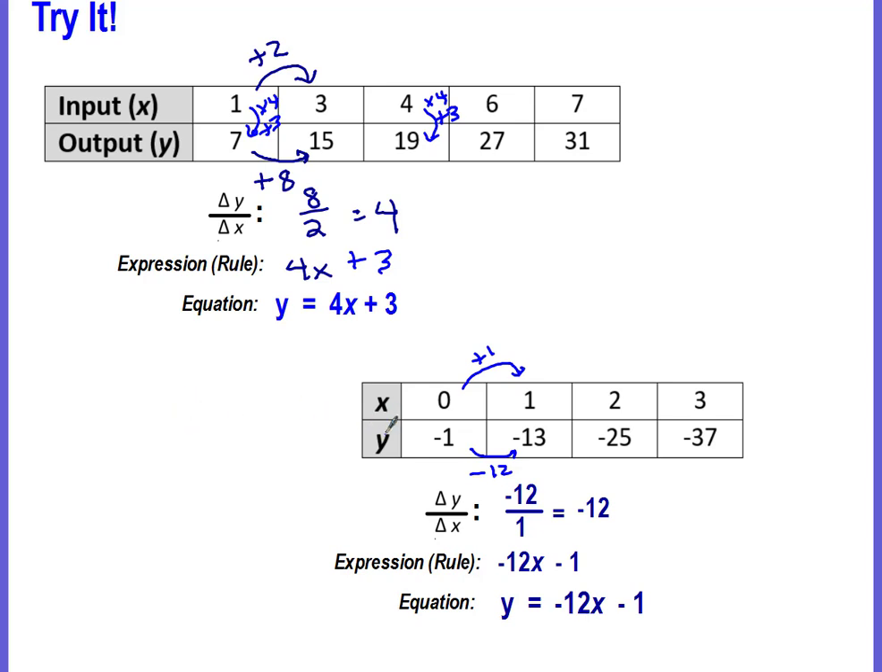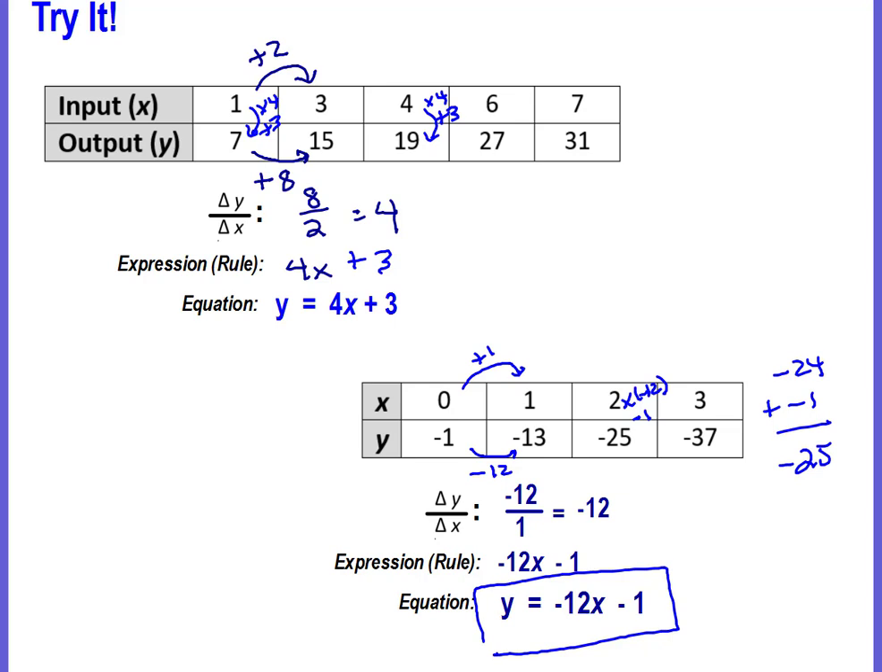Again, if you need to draw a number line, draw a number line. And if you check it, if I come over here and I say, okay, 2 times -12, that's -24. Right? Negative 24. And then if I add a negative 1, which is the same as subtracting 1, the signs are the same, so you add them up and you keep the sign, negative 25. So the equation was y equals negative 12x minus 1.